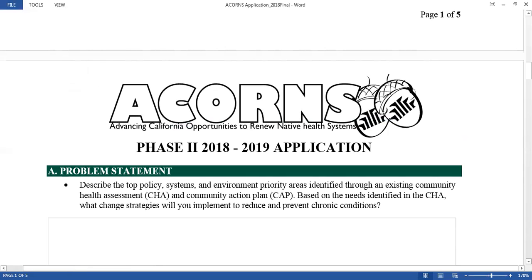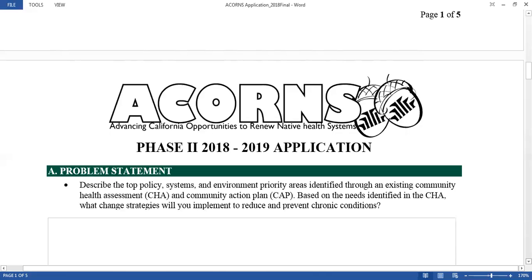The first section is A, problem statement. The first question is, describe the top policy, systems, and environment priority areas identified through an existing community health assessment and community action plan. Based on the needs identified in the community health assessment, what change strategies will you implement to reduce and prevent chronic conditions?